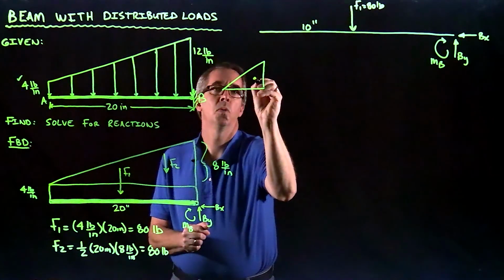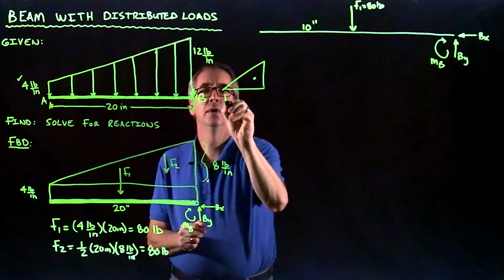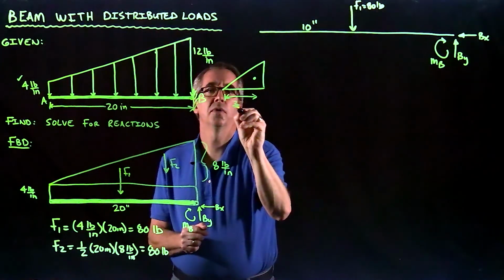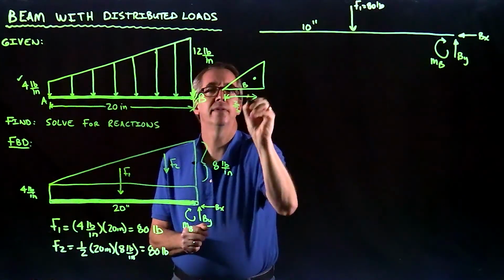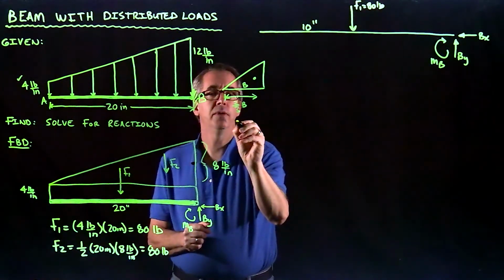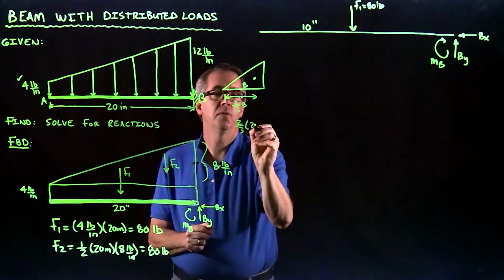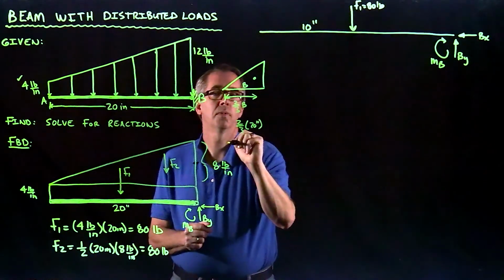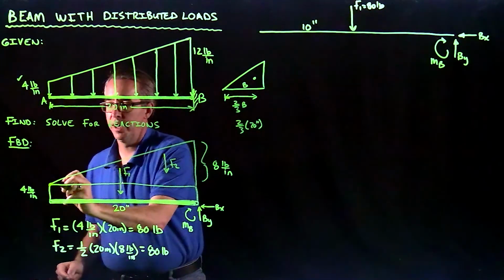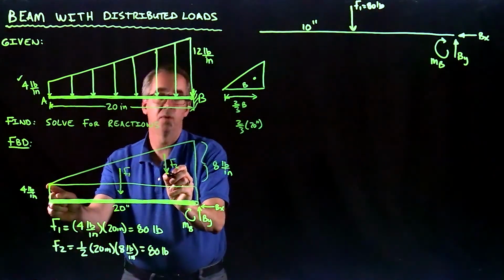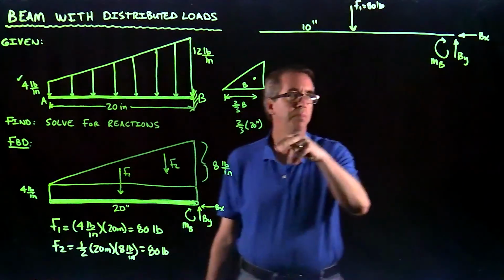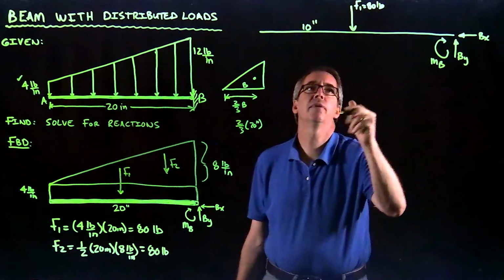Okay, we know that for a triangle, the centroid is located at 2/3 of the base. So in our case, it would be 2/3 of 20 inches. That's the total distance from this point here to the centroid where this force is acting. It's going to be 40 over 3, which is about 13.3 inches.